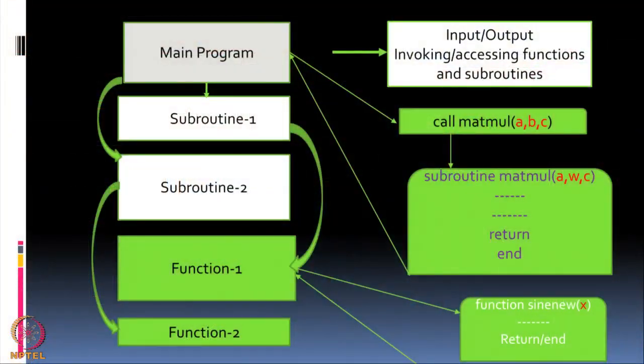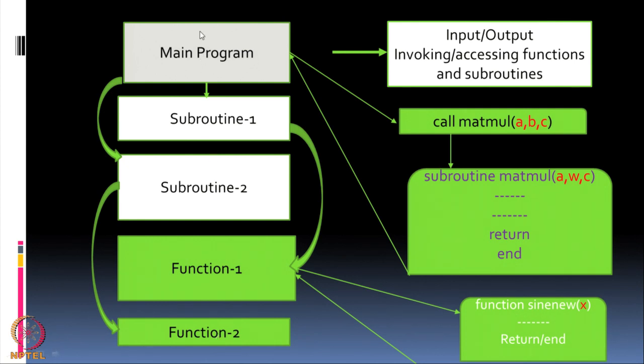So, let me begin with a summary of the functions and subroutines. We saw that there is a main program. You first write all the statements in the main program, and the main program will deal with input, output, and invoking or accessing functions and subroutines. The main program will have all the input and output, and it will finally end with a stop and end statement, and the main program can call the subroutines. I have given here, first you complete the main program, then you have subroutine 1, subroutine 2, function 1, function 2. So, there can be several subroutines and functions in a program.